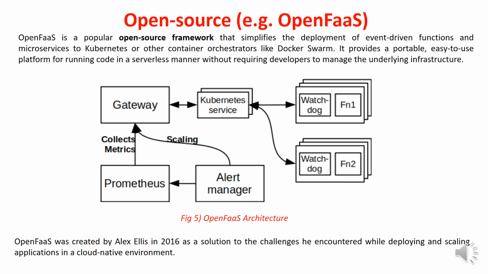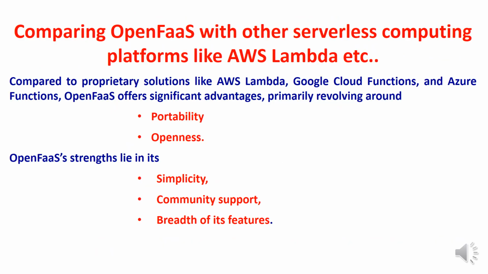Figure shows the architecture of the OpenFaaS serverless computing architecture. It contains an API gateway, and Kubernetes orchestration to manage the container functions when events are invoked. Comparing OpenFaaS with other serverless computing platforms like AWS Lambda, etc.